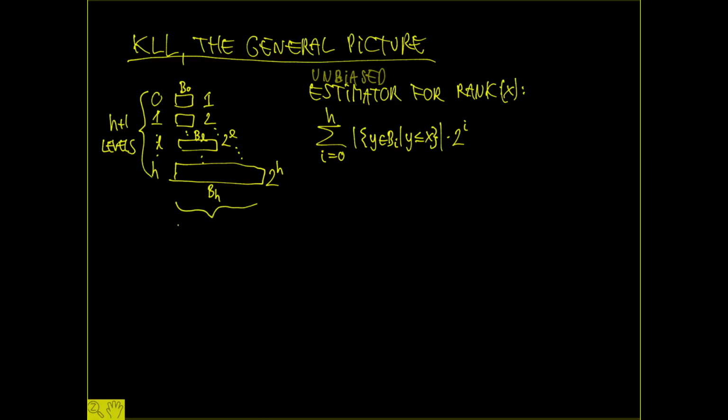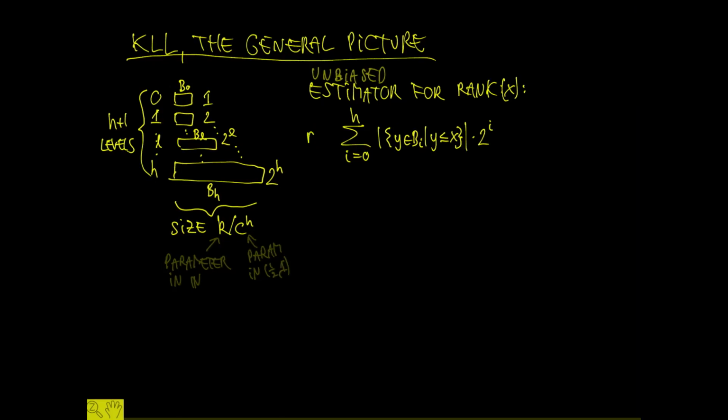So far, I only told you that the sizes of the buffers are going to grow geometrically, but we need to specify exactly what size the largest buffer should be. Here we introduce a parameter k and ask that the largest buffer has size k divided by c to the h, where c was this parameter between 1/2 and 1. And we'll talk about how to set k later.